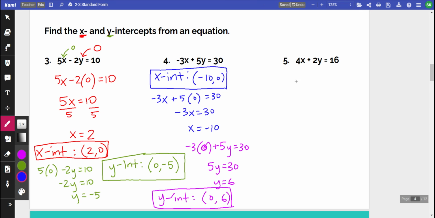And here's my reveal for number 5, for the x-intercept. We're going to plug in 0 into the y. So 4x plus 2 times 0 equals 16, which means 4x must be 16. So if I divide both sides by 4, I get x equals 4. So the ordered pair for the x-intercept is (4, 0).